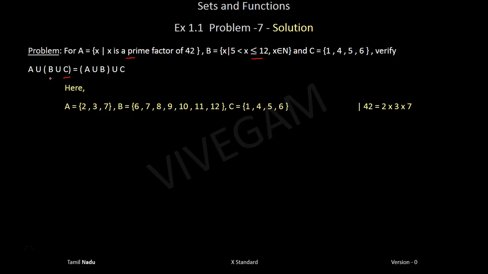So let's take the LHS. In LHS, we have to do first what is in the bracket. So we'll have to do B union C. So combine these two sets, and do not repeat the elements. That's the rule for union. You can see 1 is the smallest number, so 1 will come here. There is no 2, 3. Then 4, 5, 6. Then 6 is there, we will not repeat it. 7, 8, 9, 10, 11, 12. So it is 1, 4, 5, 6, 7, 8, 9, 10, 11, 12. That is B union C.